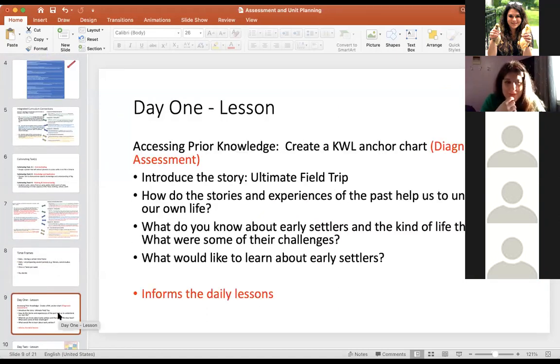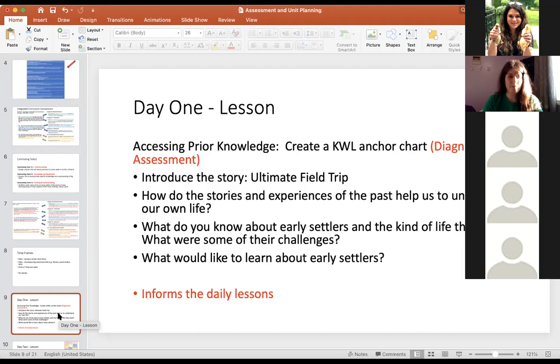Okay, so day 1 in this unit, keeping in mind that we're doing social studies, literacy, and the arts. On day 1, what she wants to do is a diagnostic assessment. She wants to do a KWL chart. So she's going to maybe read that story, The Ultimate Field Trip. And then she wants the kids to think about how stories and experiences of the past help us to understand our life. What do they know about settlers? And also what would they like to know? So she's going to have them fill in the K part. What do they know? And what do they want to know?